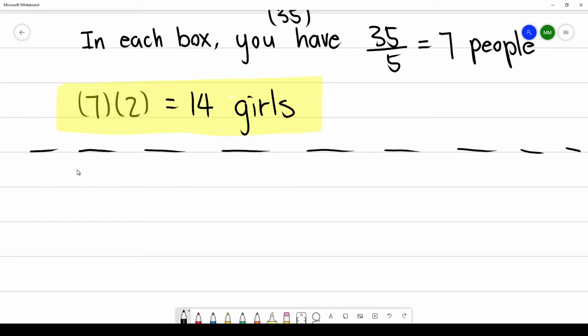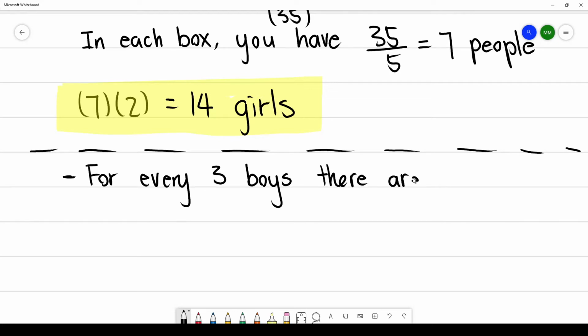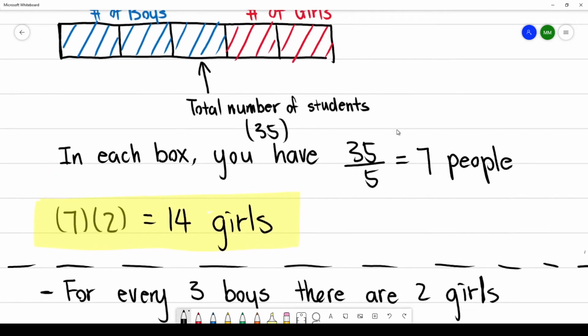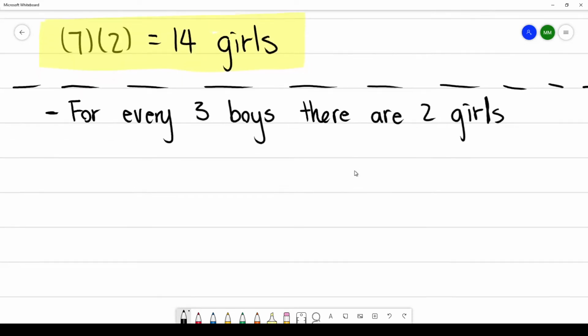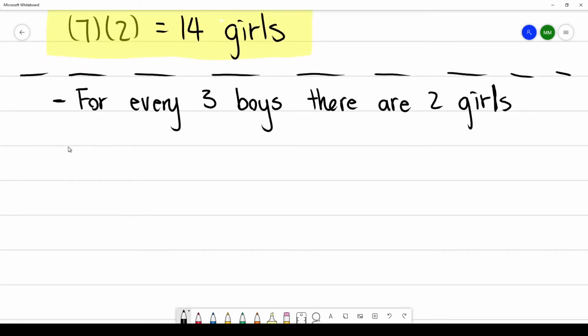So again, I'm going to write out the condition that for every 3 boys there are 2 girls, right? Well, if you don't draw the boxes, this condition is actually not that useful because we don't know how many boys there are and we don't know how many girls there are. Well, that's what we're trying to figure out. We only know the total. But now let's imagine.